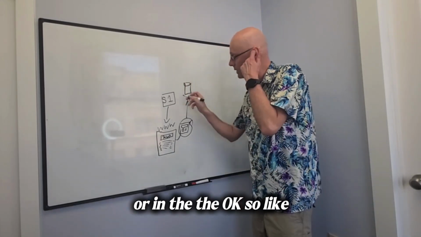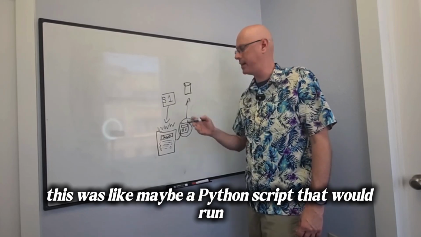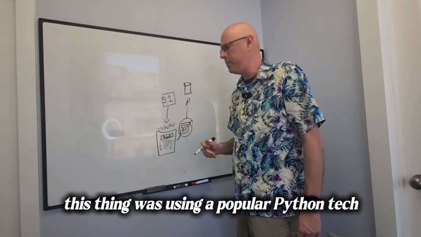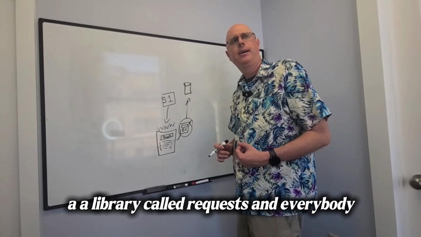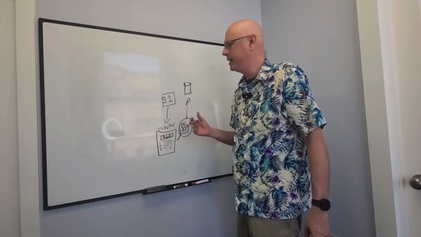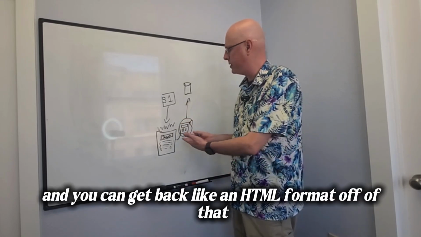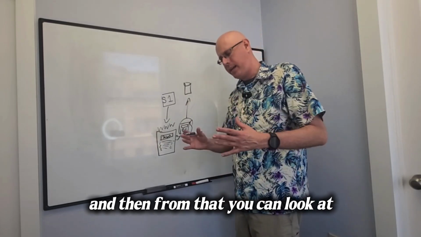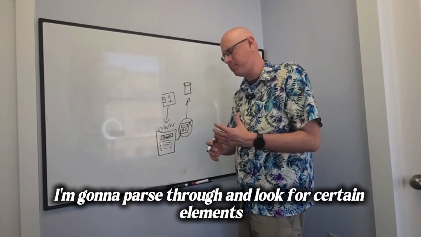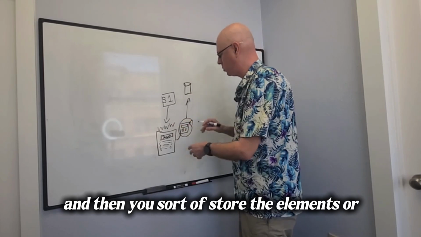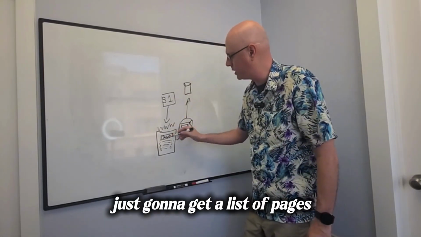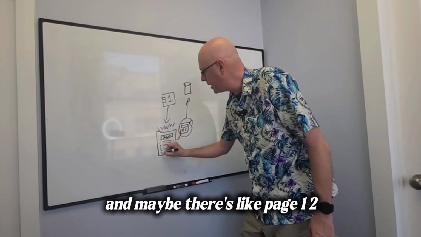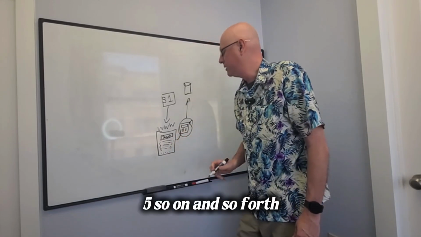So this was maybe a Python script that would run. At first, it was using a popular Python library called requests. You can make a request to a website and get back HTML, then parse through it and look for certain elements, and then store the elements. Or I'm going to make this search, it's going to get a list of pages, and I need to then cache that list of pages, and maybe there's page 1, 2, 3, 4, 5, and so on and so forth.